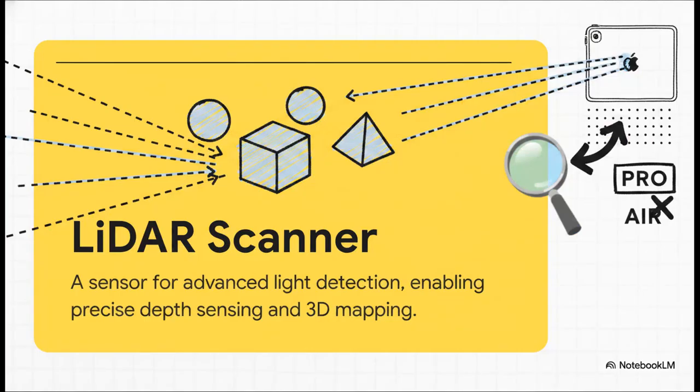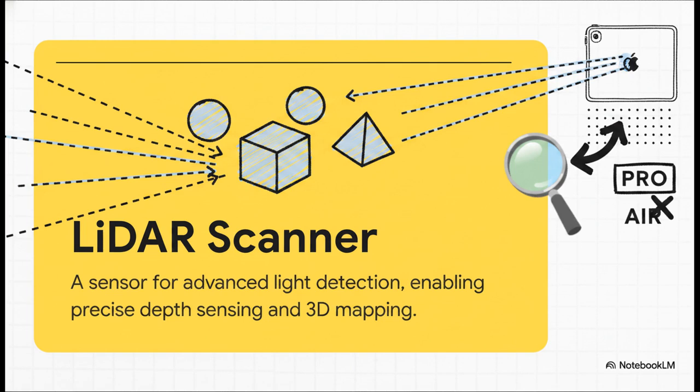Now, what's really interesting about this slide is this specific hardware feature right here, the LiDAR scanner. This is a technology exclusively reserved for the Pro lineup. Basically, it fires out light to measure the exact distance to objects, which allows for incredibly fast and precise depth sensing. It completely transforms how the iPad Pro handles augmented reality and 3D mapping.